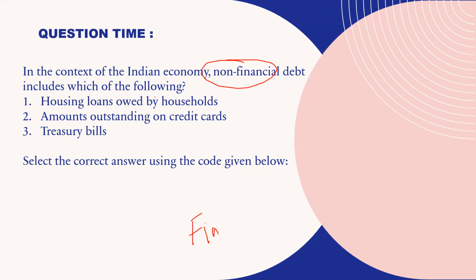They all come under non-financial debt. Financial debt is something which banks or institutions borrow between them, they come under financial debt. So here the answer will be what? Housing loans of individuals or credit cards of individuals and treasury bills, they come under non-financial debt. The answer will be all.